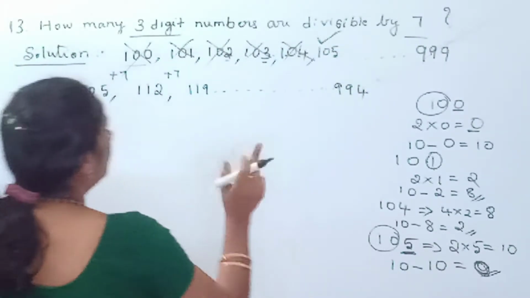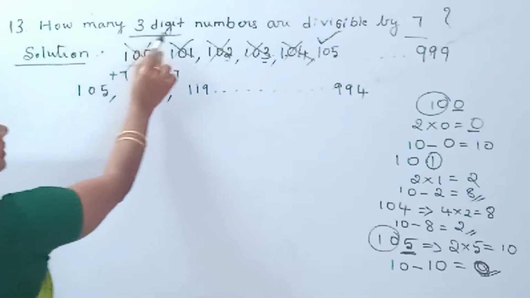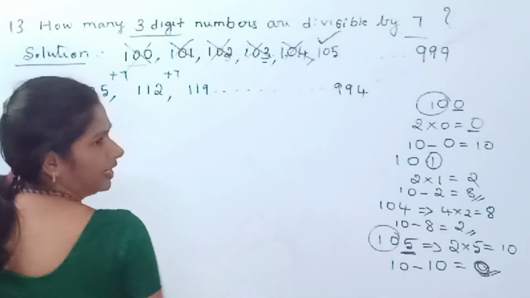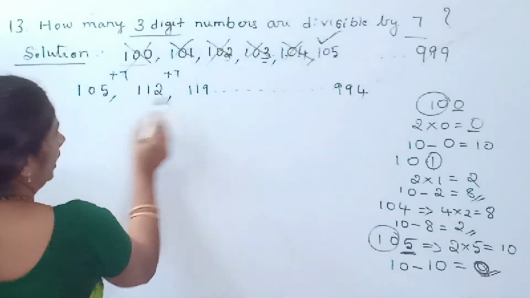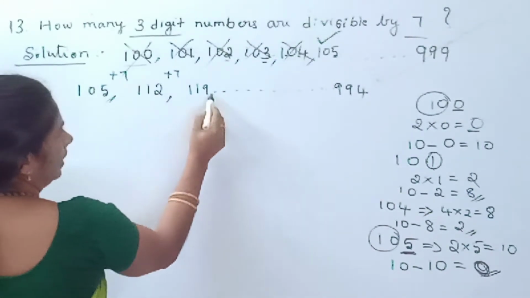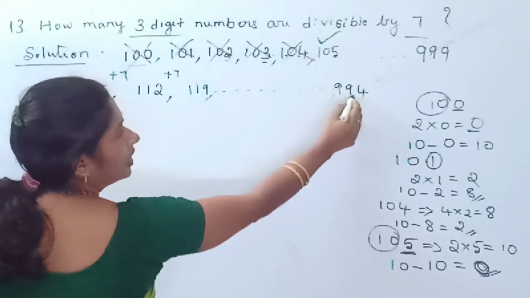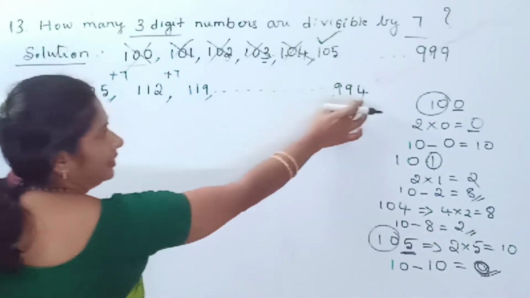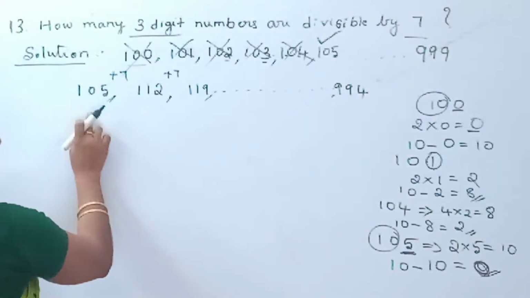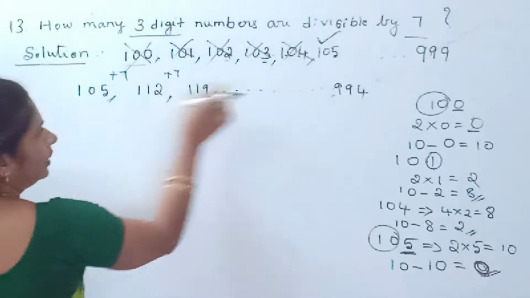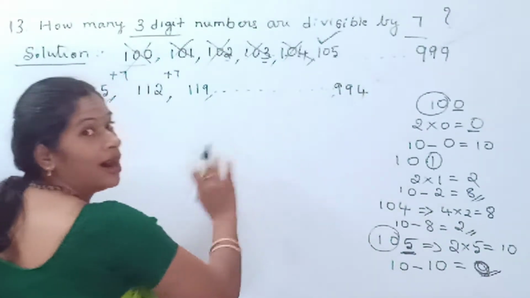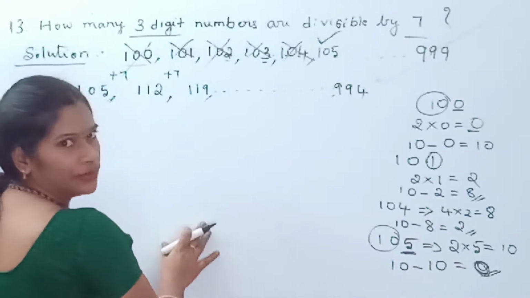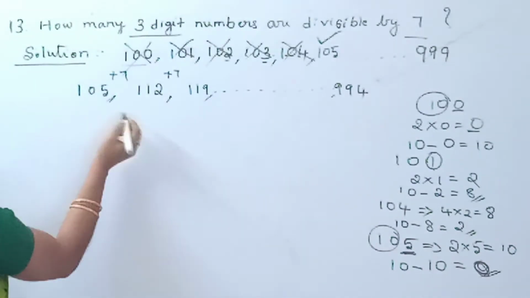Is it clear? Now what is the question? How many 3 digit numbers are divisible by 7? So this is a given AP, children: 105, 112, 119 and so on. The last term, the AN value, is 994. Now we have to find out how many terms there are from 105 to 994. Is it clear? So let us work it out.